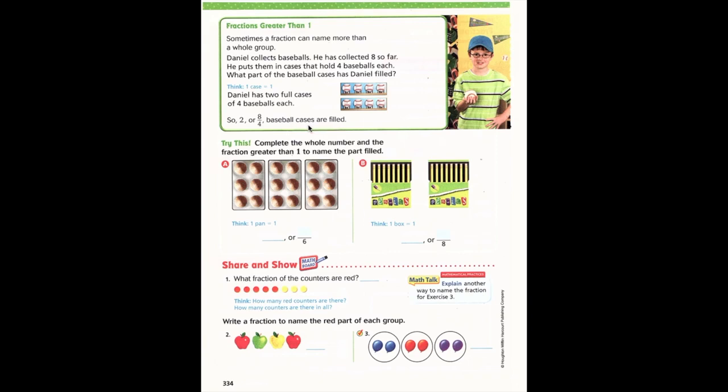So why are we saying 8/4? Because if I look at one case, so it's the one whole, how many baseballs does it hold? It holds 4. That's why the 4 goes at the bottom. But when I took a look at both of them, I have 1, 2, 3, 4, 5, 6, 7, 8.